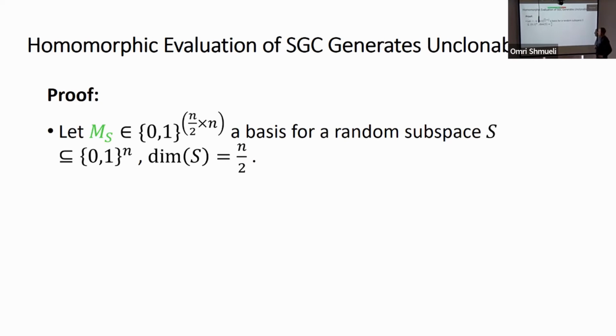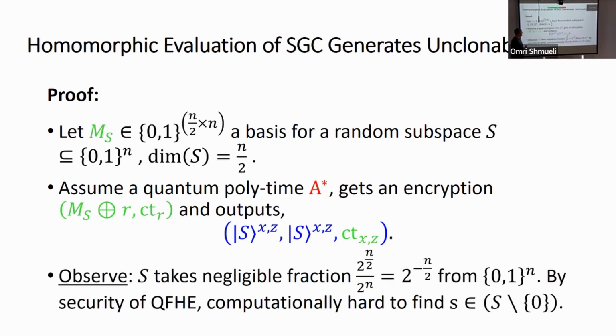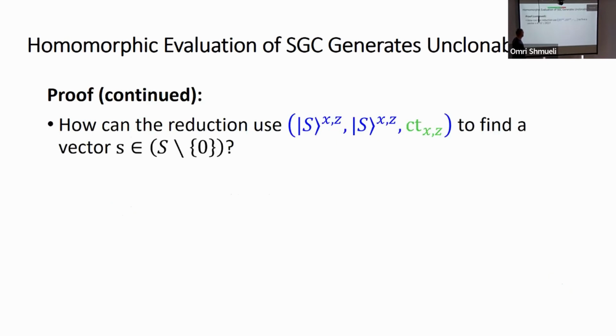So we sample a subspace and compute a basis. The dimension of S is n over 2. Now we give our adversary, we assume towards contradiction that we have such an adversary, this encrypted basis, and A gives us a cloned state, two copies. Now we're going to prove this by reduction, so we're reducing to what? We're going to reduce to the security of the QIP. So observe that S is a very small subspace, it takes a negligible fraction out of the space of all n-bit strings. So because it's encrypted, getting a non-zero vector in S should be computationally hard. So this is what we're going to try: find a non-zero vector in S given this output of the adversary. This is going to be a reduction.